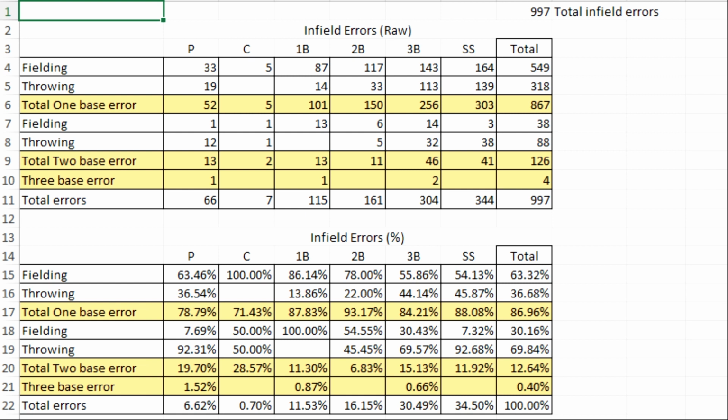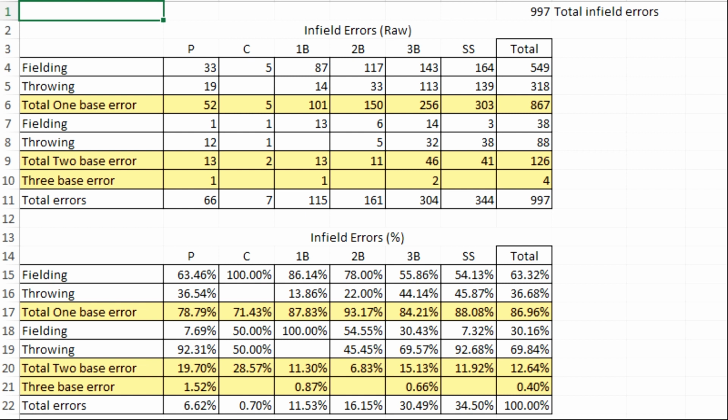Overall, there were almost 1,000 total infield errors. Again, these don't include errors on other plays. So if there's a double play attempt and they get the first out, and then there's an error in trying to get the second out, that isn't shown in the data, because I really wanted to filter out and just get the pure error plays. So those won't be shown.